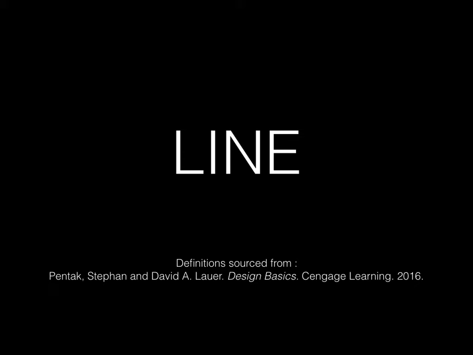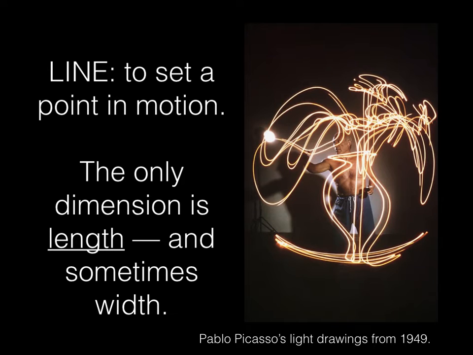All right, this week we're going to focus on the design element line. Just a little background, I'm going to define a lot of terms in this lecture and in our continuing lectures, and I just want to let you know that they're from the book Design Basics. All right, line: to set a point in motion. The only dimension is length and sometimes width.